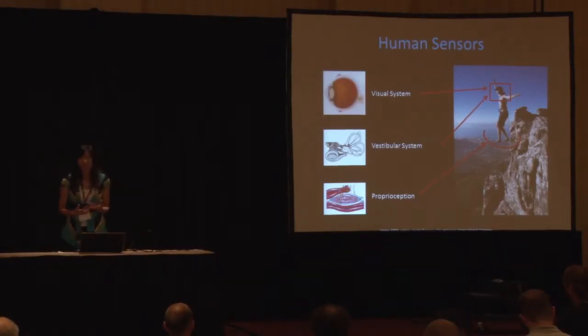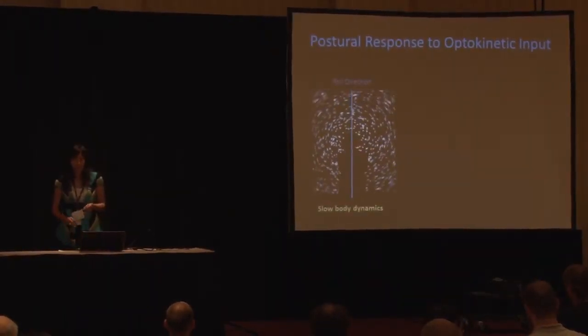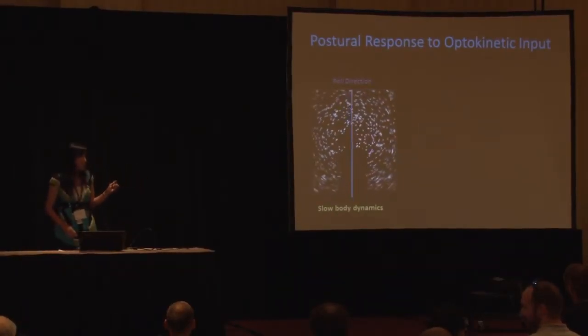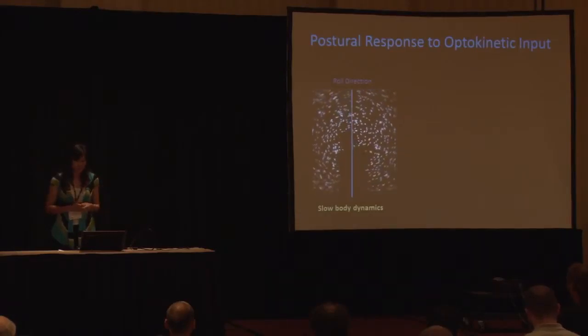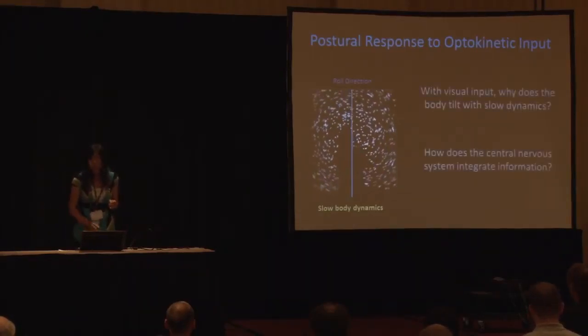So how does the brain integrate all this information? In particular, with optokinetic input, how does the posture respond to this? In the world, as you can see in this video, the body leans over very slowly. And so we want to know what captures these dynamics. We want to answer these two questions.